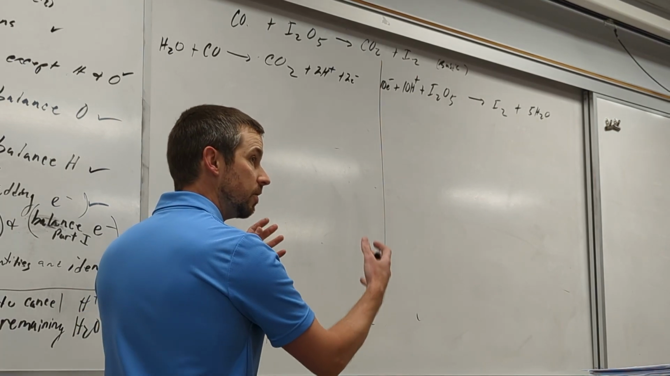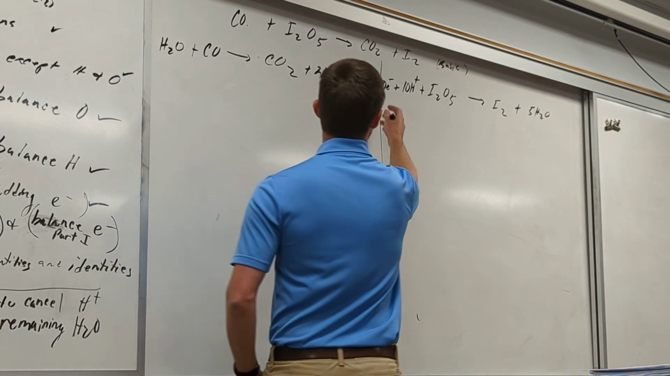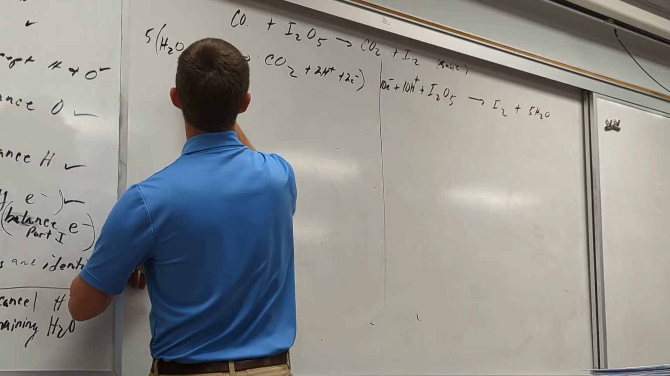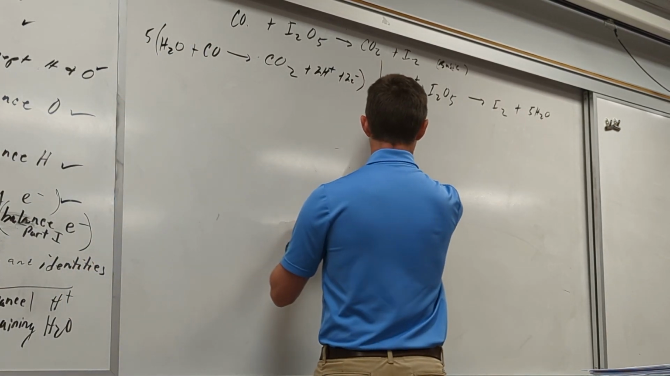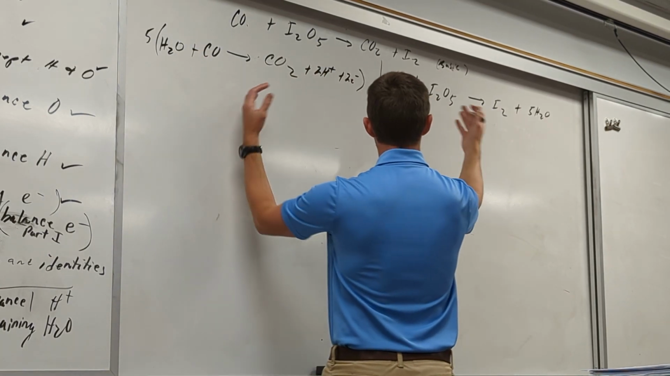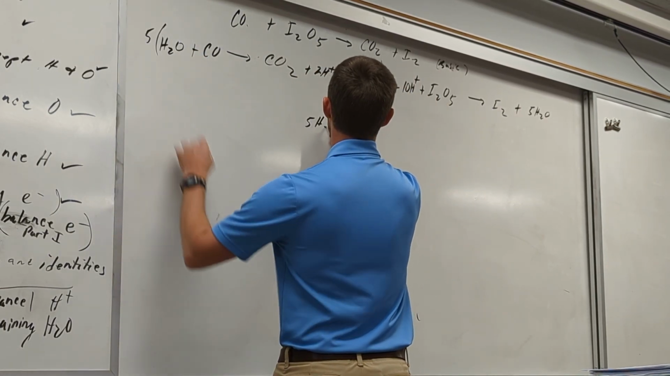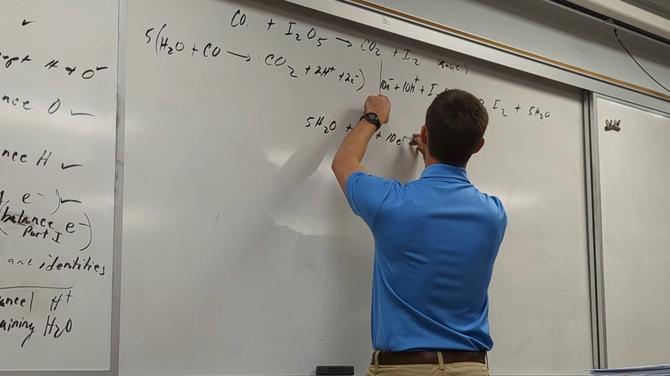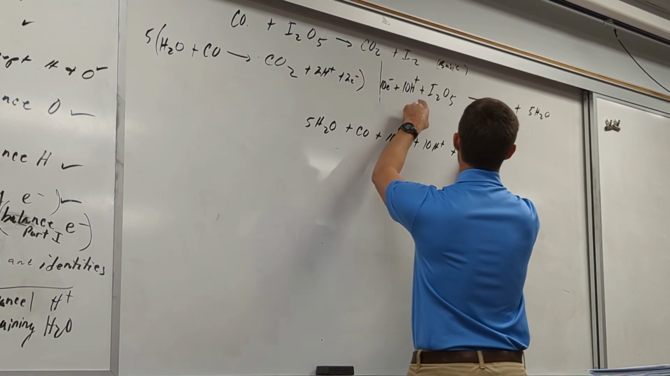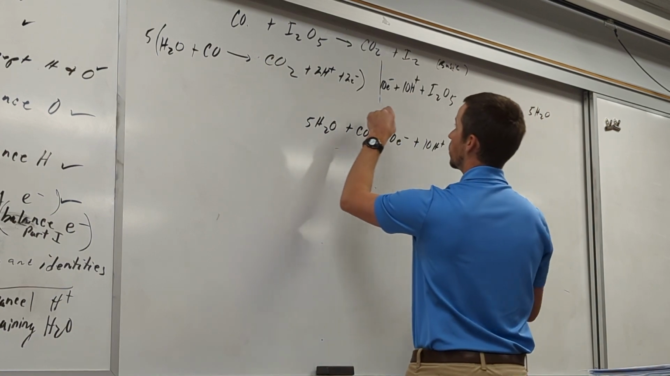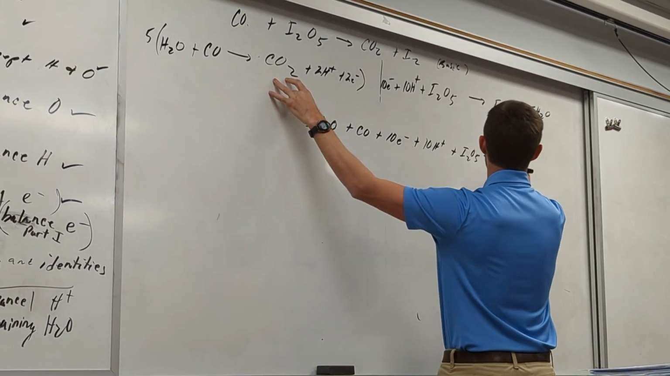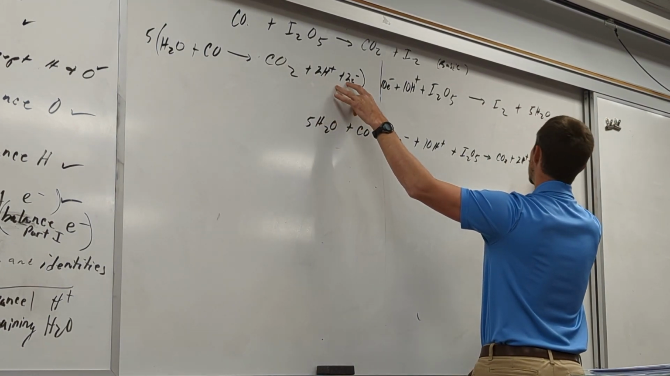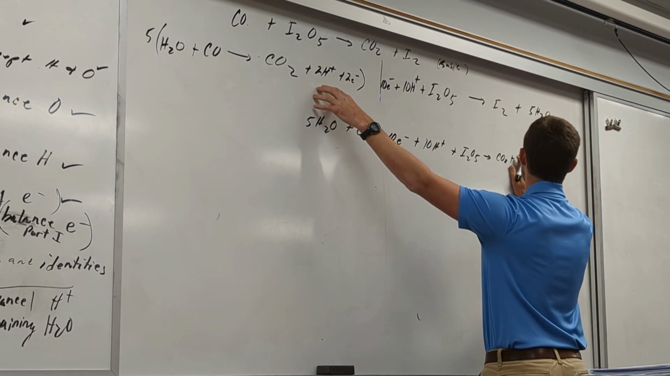I think we could do this without having to rewrite everything. So there's 10 electrons here. This needs to be multiplied by 5. Now let's combine it together. Are you okay if I take these reactants plus these reactants and group them together? So this would be 5H2O plus 5CO plus 10 electrons plus 10 protons plus I2O5 produces CO2 plus 2 protons plus 2 electrons, oh sorry, 10 protons, 10 electrons.